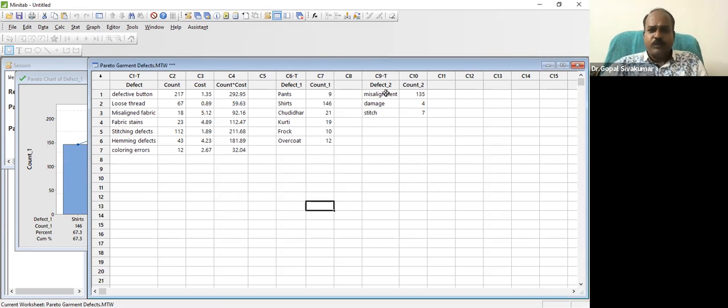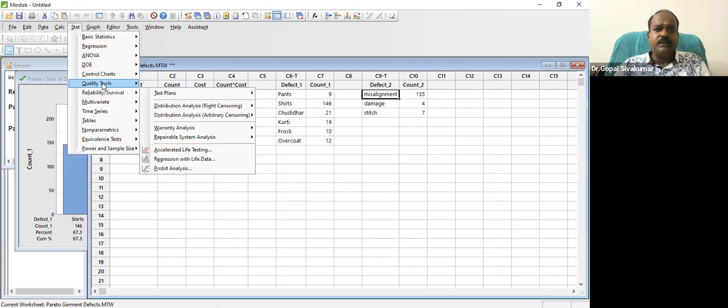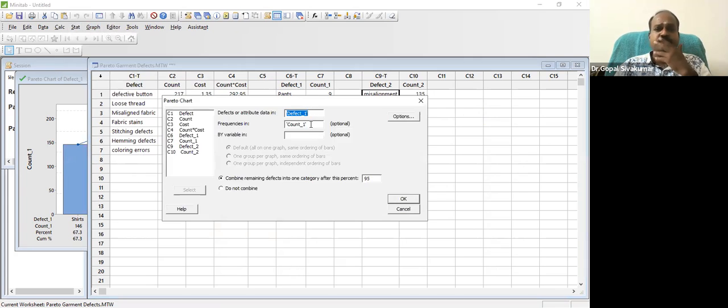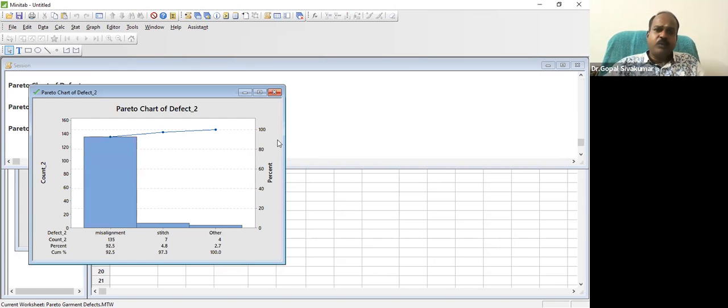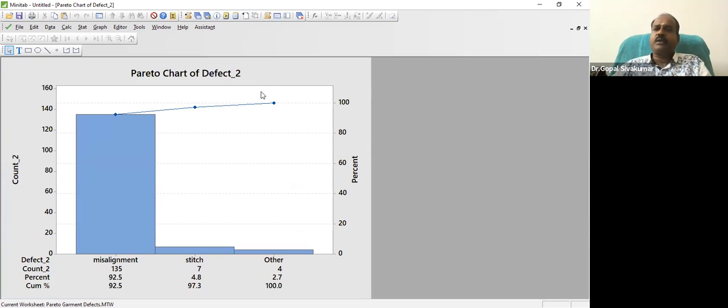So now there is another split up available. See, I'm subdividing because the number 146 is so big. So I'm just curious to know how this 146 came. Are there any further details available, right? And now I am going for one more level of Pareto. Stat, Quality Tools, Pareto. Now my data is available in column 9. I mean defects. The count is available in column 10. Now I give OK. And now you could see one more Pareto. What do you understand out of the last Pareto which I am plotting now? Can you tell me, one of you, what do you understand now, seeing this Pareto?